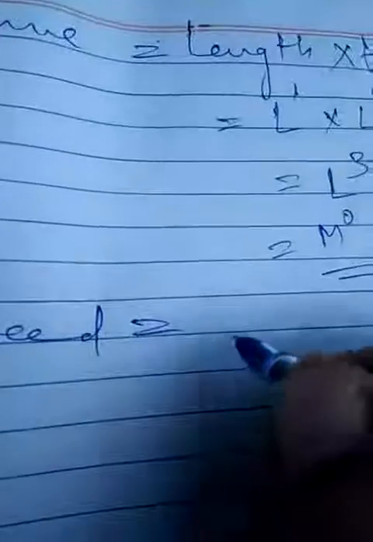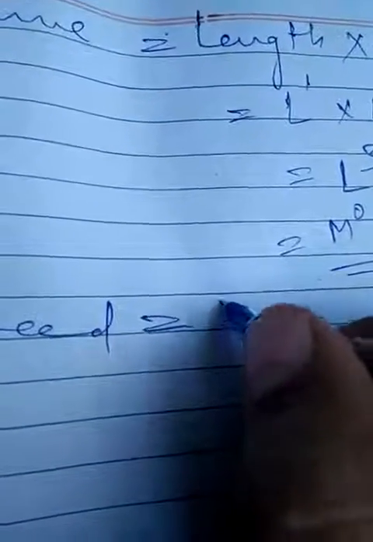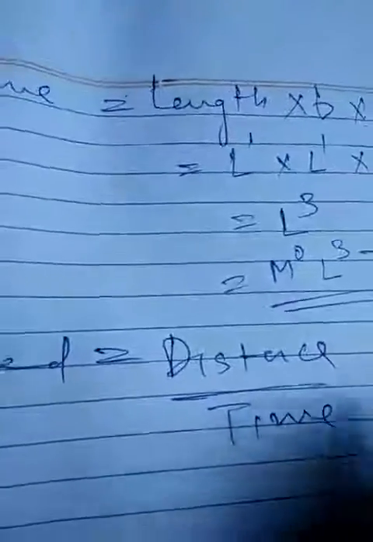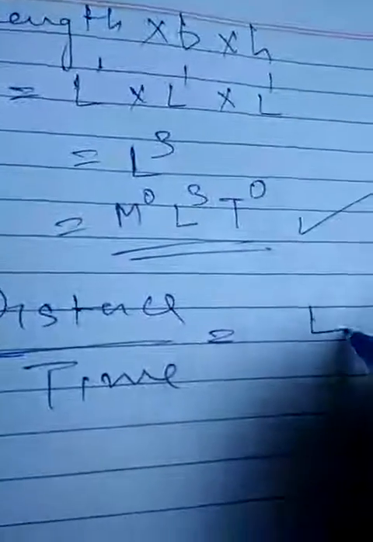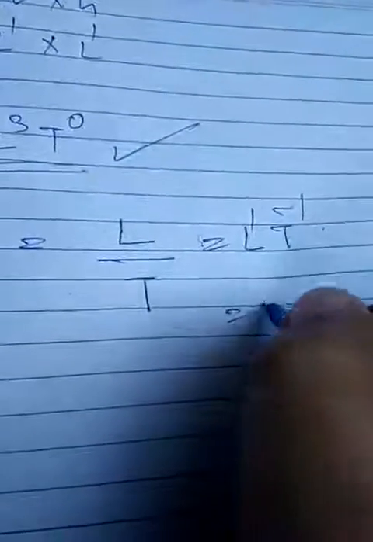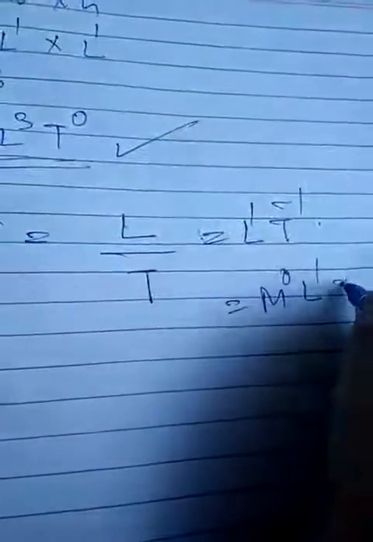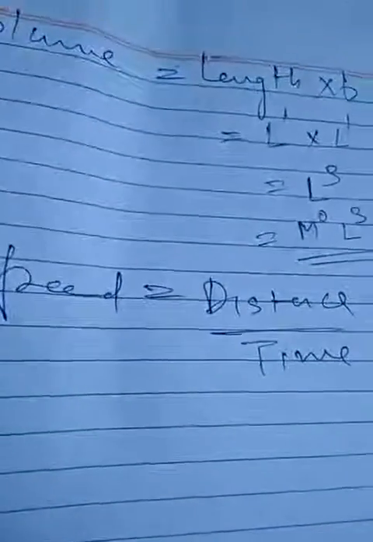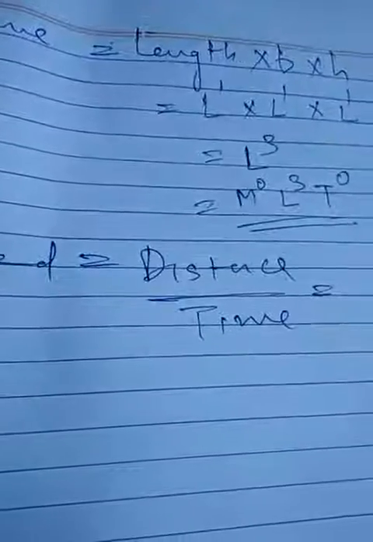Then we have another quantity called speed. Speed is equal to distance upon time. Distance is measured in meters, so it is in the form of L, and time is measured in seconds, so it is in the form of T. So it has dimensions of L1 T minus 1, while mass does not have any, so I can write it as M0 L1 T minus 1. So this is the dimensional formula of speed. This is how we are able to write the formula.